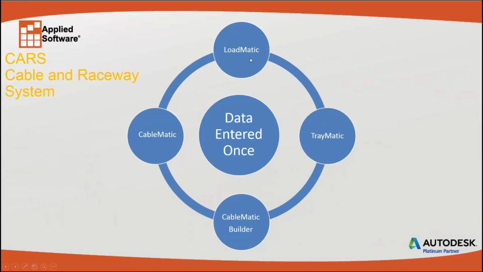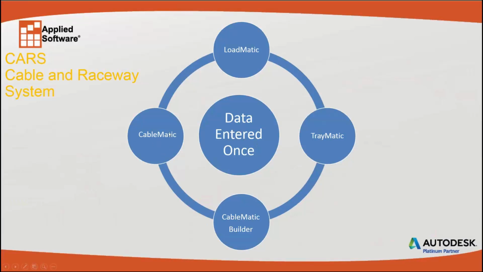Loadmatic is the module that engineering will use to build their load list and one-line diagrams. Traymatic is the module that we'll use to build our raceway and locate our equipment. And then we'll use Cablematic to actually route the cables, based on the cable schedule, through the raceway system. It'll also create a lot of the reports. The cable schedule, the cable takeoffs, and a lot of the other drop calculations and such are all coordinated through the Cablematic software.